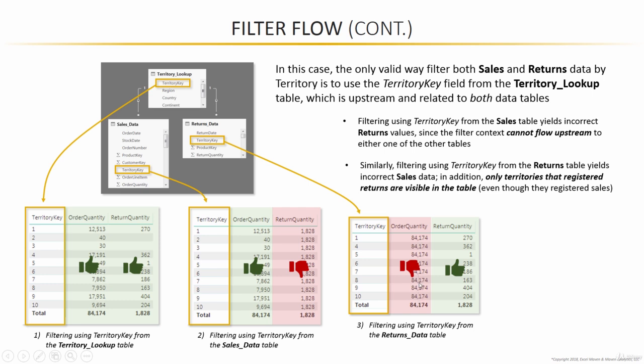In addition to that, you'll notice that this table is smaller, it contains fewer rows, and that's because only territories that registered returns are even going to be visible in this table, since the filter is taking place within that returns data table. So we don't even see data from territories 2 and 3, even though they registered orders.